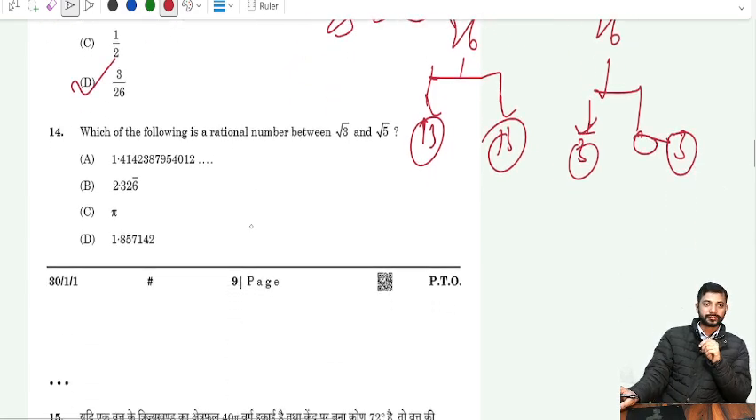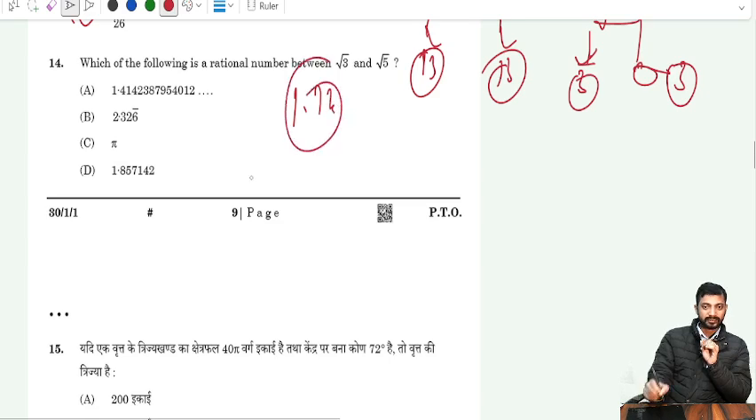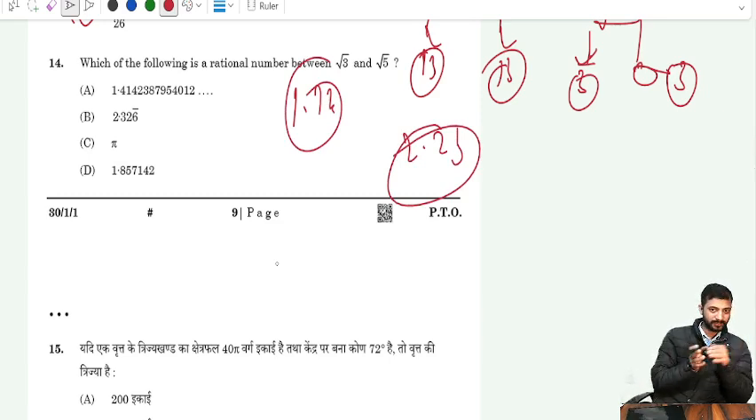Next question 14. Which of the following is a rational number between root 3 and root 5? Just remember the values of root 3 and root 5. Root 3 is 1.73 and root 5 is 2.23. Which will be between these? Is it pi? No. The value of pi is 3.14 something, so pi is beyond their range.